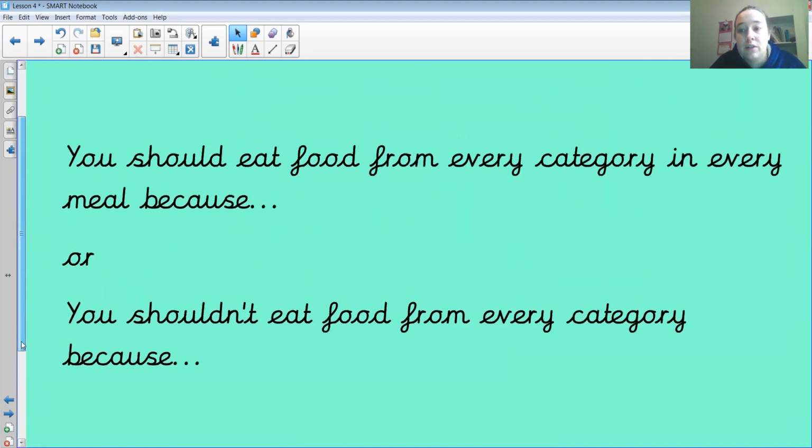So I'll leave those sentences there for you. You can copy that down. That's absolutely fine. Change it if you want to. That is also brilliant. And then just complete the sentence. Whether you're choosing that you do think that you do need to have food from every category in every meal, or you don't think that they need to have food from every category in every meal. You can choose just one sentence to write. All right. Pause the video here, write your sentences, and then come back to me.